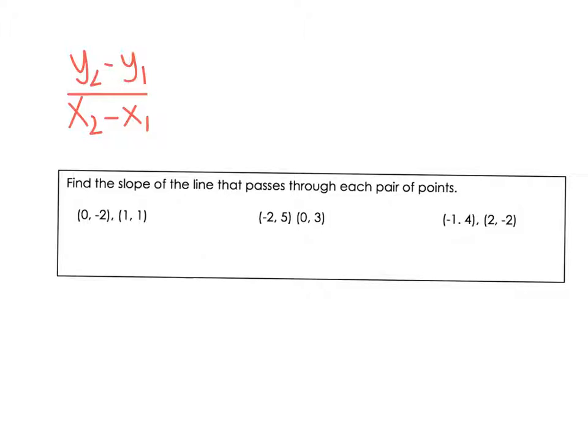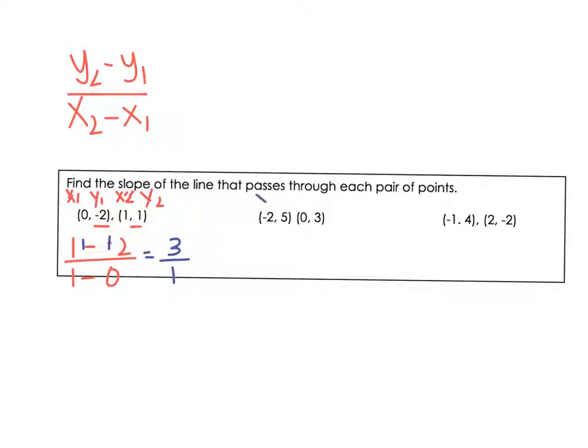So the first thing I usually do is label my points. So this is x1, it's the first x coordinate. And this is y1, the first y coordinate, and this is x2, and this is y2. For some reason, I'm having trouble with my 2's today. So I do y2 minus y1, the second y minus the first y, so 1 minus negative 2, divided by the second x minus the first x, so 1 minus 0. And then 1 minus negative 2 is 3, 1 minus 0 is 1, so the slope is 3 over 1.